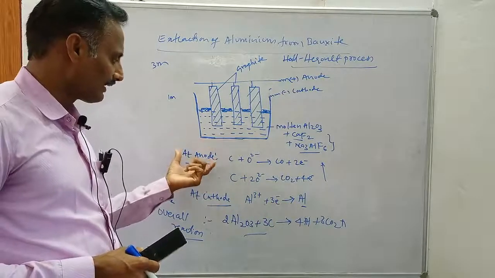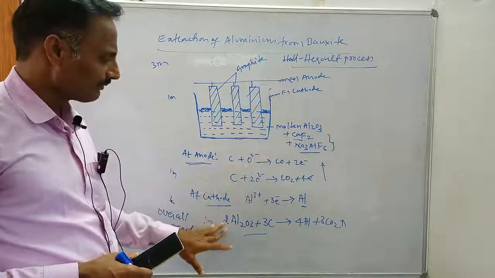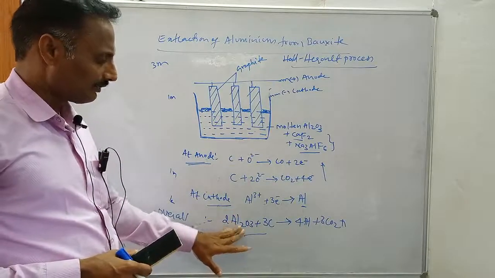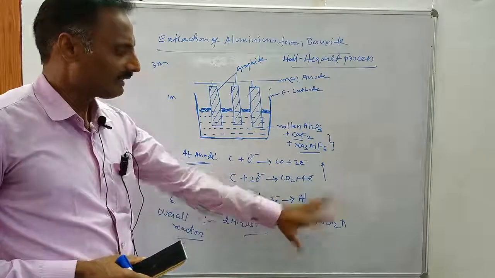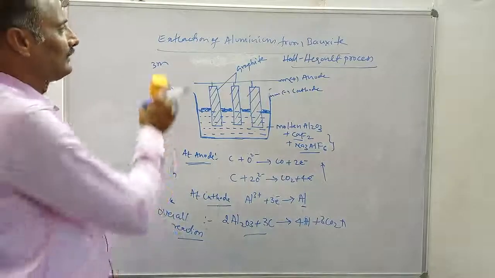In an electrochemical cell, oxidation occurs at the anode and reduction occurs at the cathode. The overall reaction is Al2O3 combines with 3C to give 4Al and 3CO2. This is one of the most important topics in metallurgy.